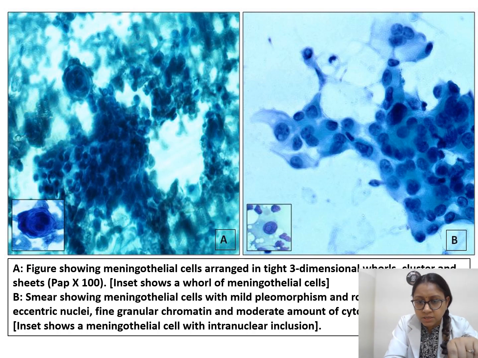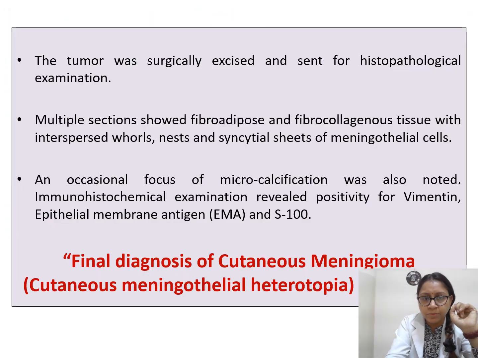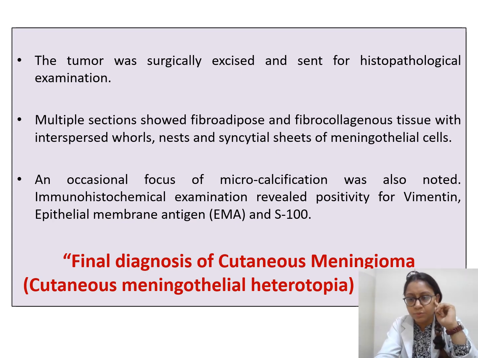Put the image, and here you can see the small cells are meningothelial cells, with abundant cytoplasm, round to oval nuclei eccentrically placed, and you are getting intranuclear inclusion in this. Fine. So this tumor was surgically excised and sent for histopathological evaluation.